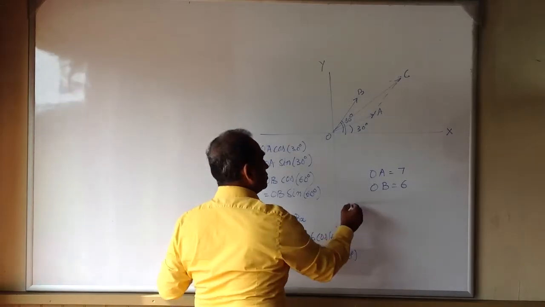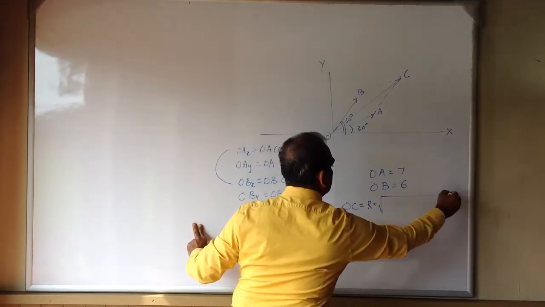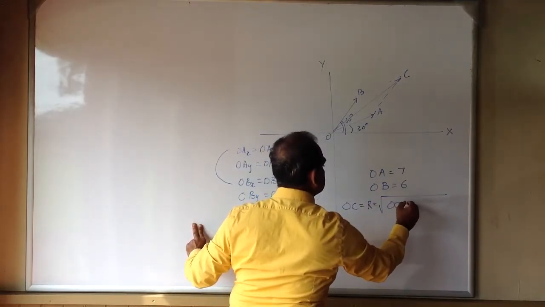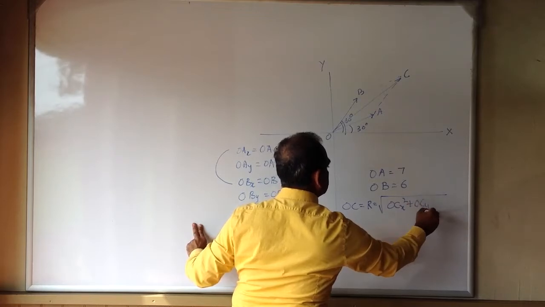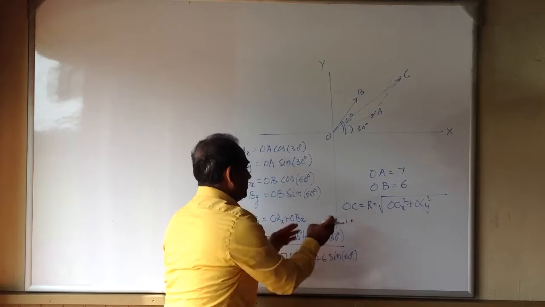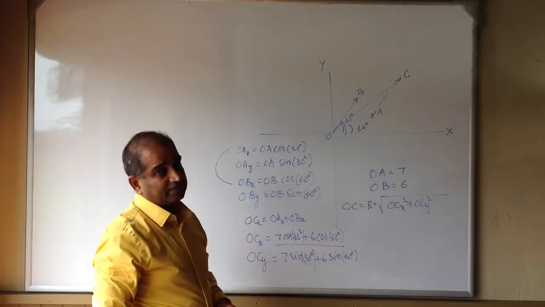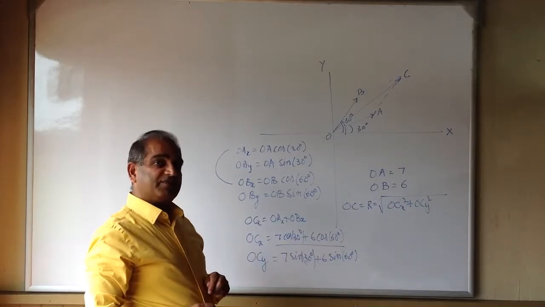So the resultant OC, which is equal to R, will be equal to the square root of OCX square plus OCY square. Squaring this one and that one and putting them there, you get the result. That will be the same thing as what we obtained previously.